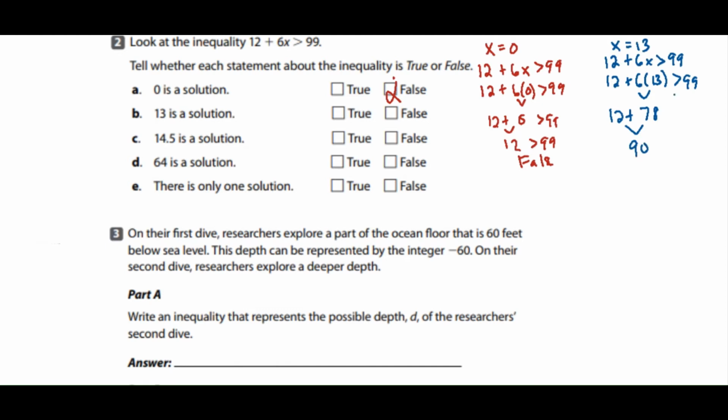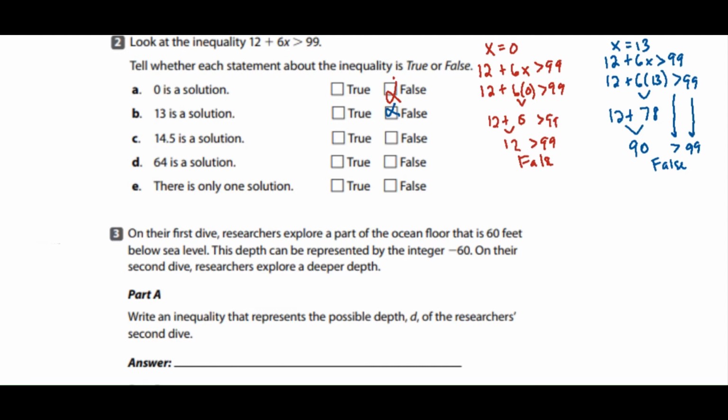Then I'm going to bring my inequality straight down, bring my 99 straight down, and see if this is true when x equals 13. So this is a false inequality, because 90 is not greater than 99. That's false. So I'm going to put false here.